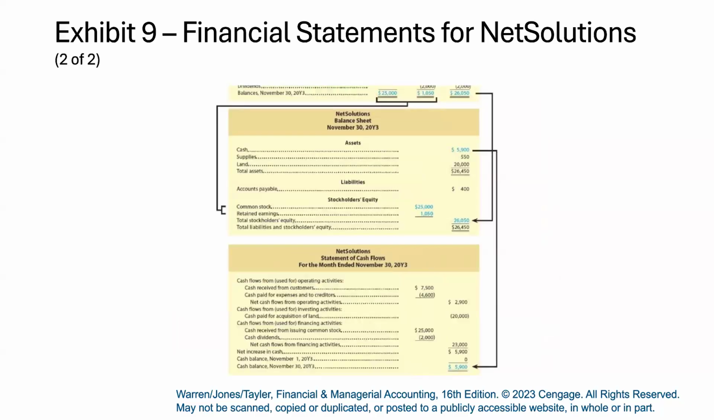So here's a balance sheet. It has assets, liabilities, and stockholders' equity. Assets, liability, and equity. We know that the assets will have to equal the liabilities plus the equity. If it doesn't, something's wrong, right?